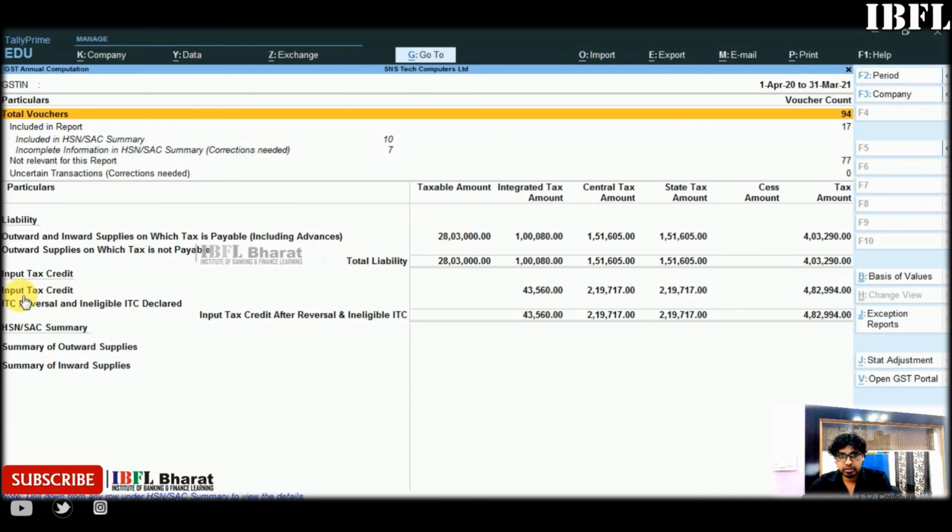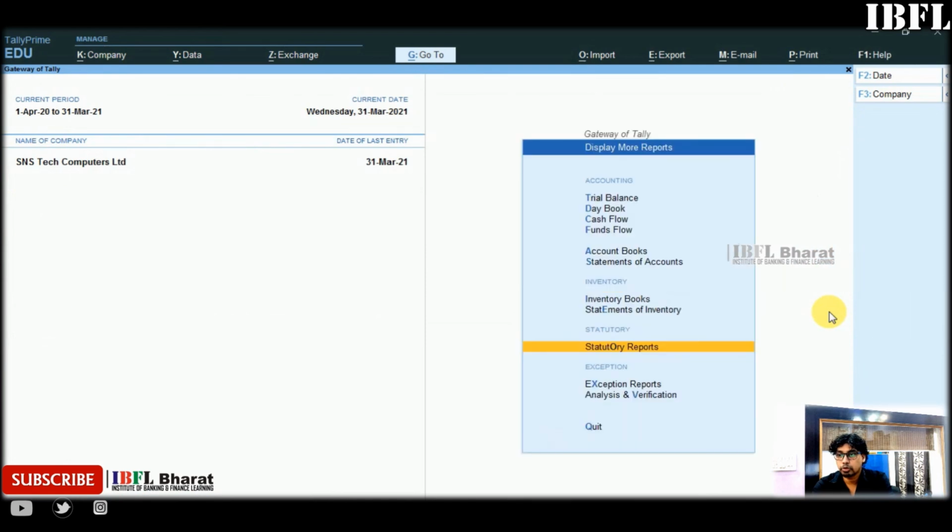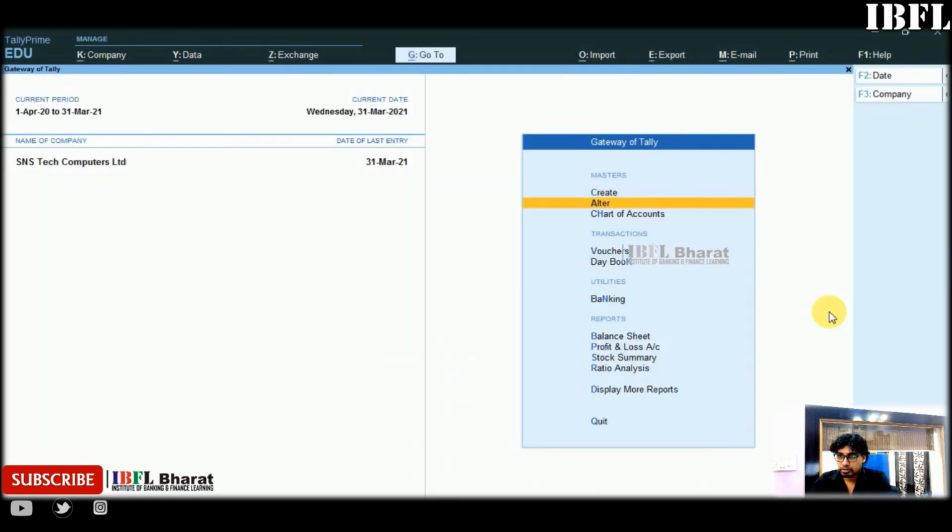GST annual computation, here you have to check how much is your outward and inward supplies and what is the input tax credit if you file the return. Okay, net amount, tax amount is this, and the refundable amount is whatever you are able to see in your balance sheet, which is shown in your Gateway of Tally.